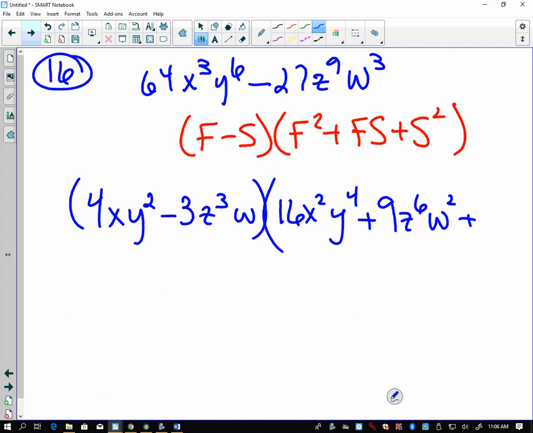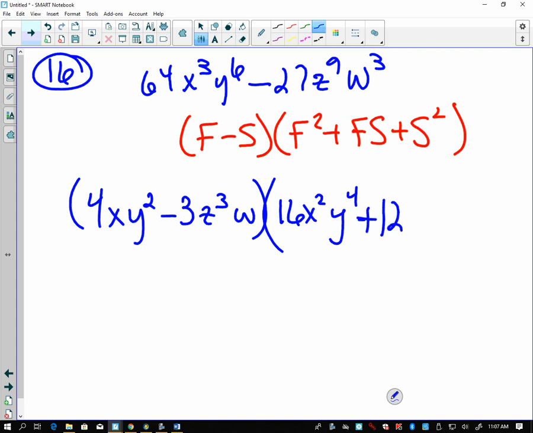Oh, I'm sorry, I messed up. I messed way up. Sorry about that. Because we're taking F times S, so 4 times 3. I was skipping to the last step. It's not negative, though, because S is not referring to the negative. It's referring just to the 3z cubed W. So I'm getting 4 times 3 is 12.